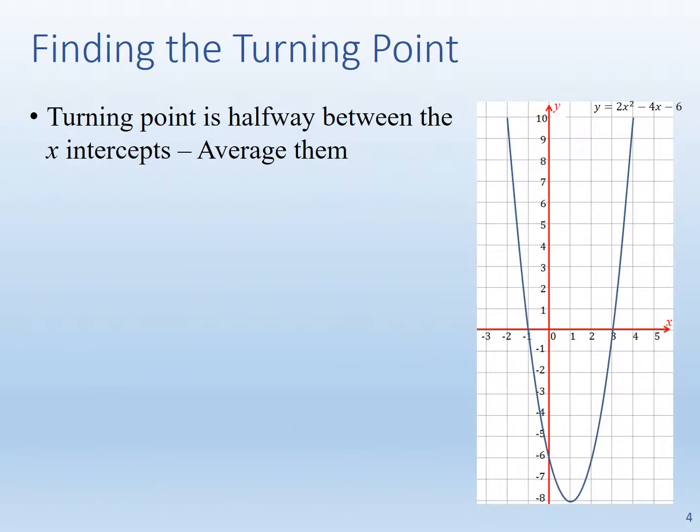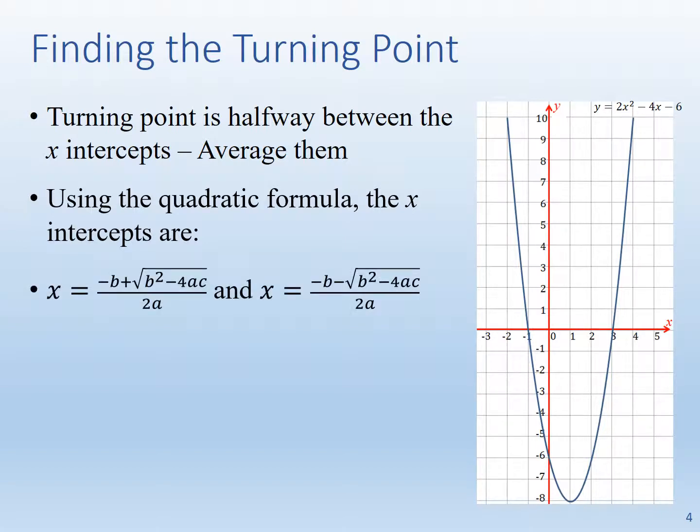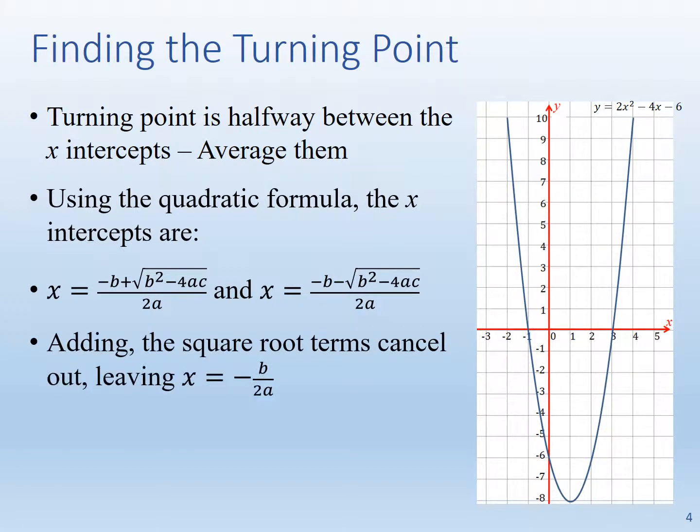We can see that the turning point is halfway between the 2 x-intercepts. So we can actually find the turning point using that method. In the general case, the quadratic formula gives us the x-intercepts. And you'll note that we have a plus square root term and a minus square root term. So when we add those two together, they'll cancel each other out. And averaging those 2 x-intercepts will just simply give us -b over 2a, which is of course what we had previously.